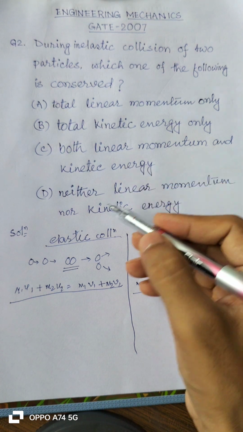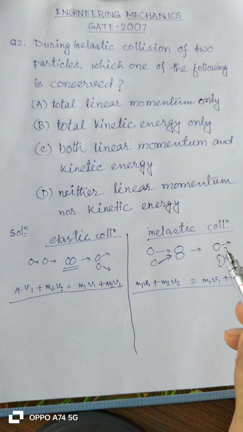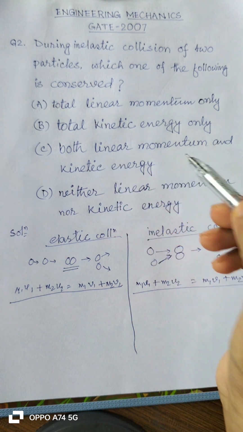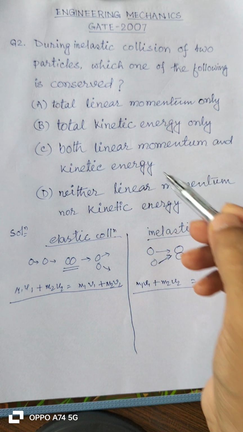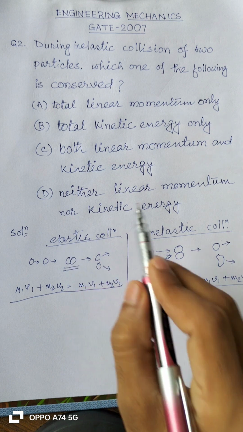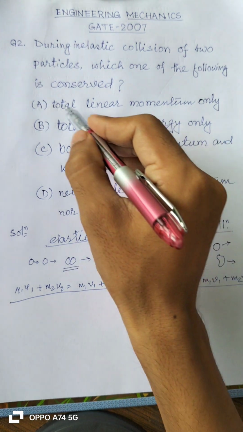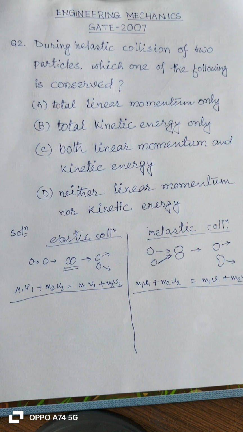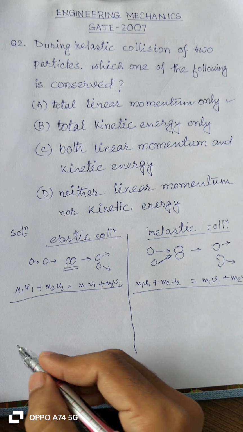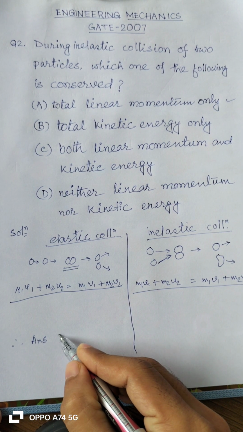Then what are the options given? Neither linear momentum nor kinetic energy conserved. So this is not true. Both linear momentum and kinetic energy conserved. This is also not true. Total kinetic energy only conserved. No. Only in case of elastic collision it is true, but for inelastic collision this is not true. And total linear momentum only conserved. So this is true. Therefore the answer is A.